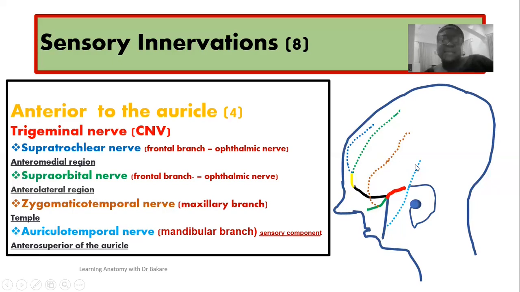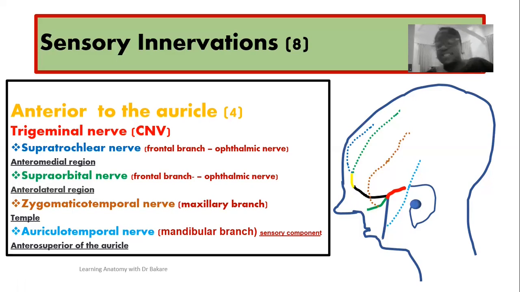Then the last nerve that is seen to give sensory innervation to the region of the scalp anterior to the auricle is the auriculotemporal nerve. And this, of course, is a branch from the mandibular nerve. And we already know that the ophthalmic and the maxillary nerves are solely sensory, while the mandibular nerve has a sensory and motor component.